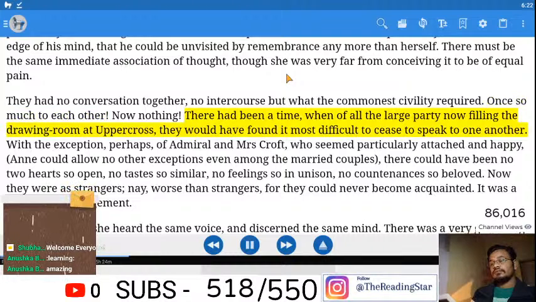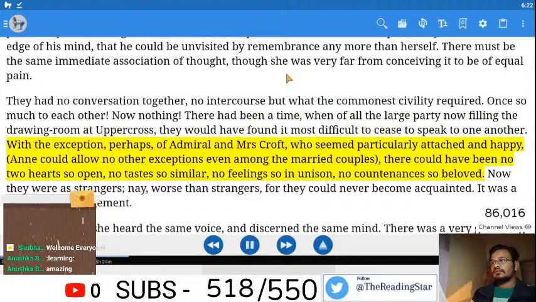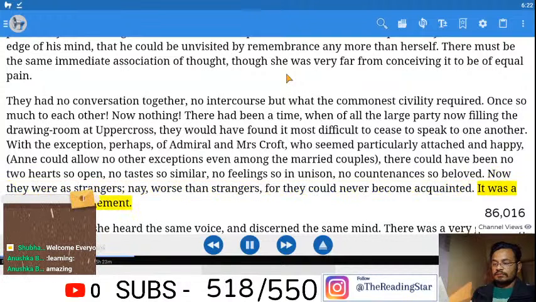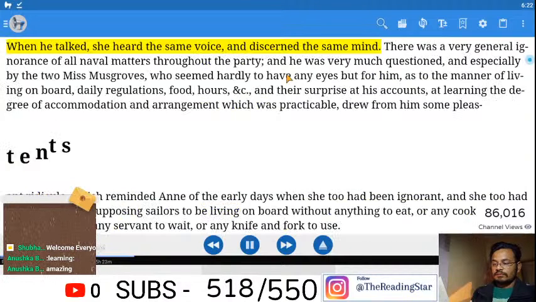There had been a time when of all the large party now filling the drawing room at Uppercross, they would have found it most difficult to cease to speak to one another. With the exception, perhaps, of Admiral and Mrs. Croft, who seemed particularly attached and happy, Anne could allow no other exceptions even among the married couples. There could have been no two hearts so open, no tastes so similar, no feelings so in unison, no countenances so beloved. Now they were as strangers, nay, worse than strangers, for they could never become acquainted. It was a perpetual estrangement. When he talked, she heard the same voice, and discerned the same mind.